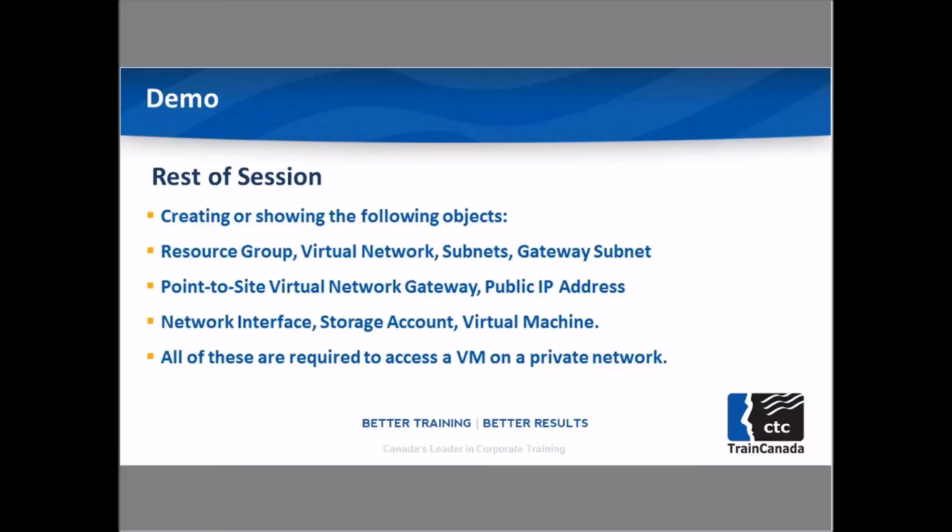So, I'm going to create a resource group, a virtual network, subnet, gateway, then point-to-site virtual network. I'll actually build a point-to-site virtual network gateway. The gateway will have a public IP address. So each one of these things is a separate object in Azure. These are all separate objects.